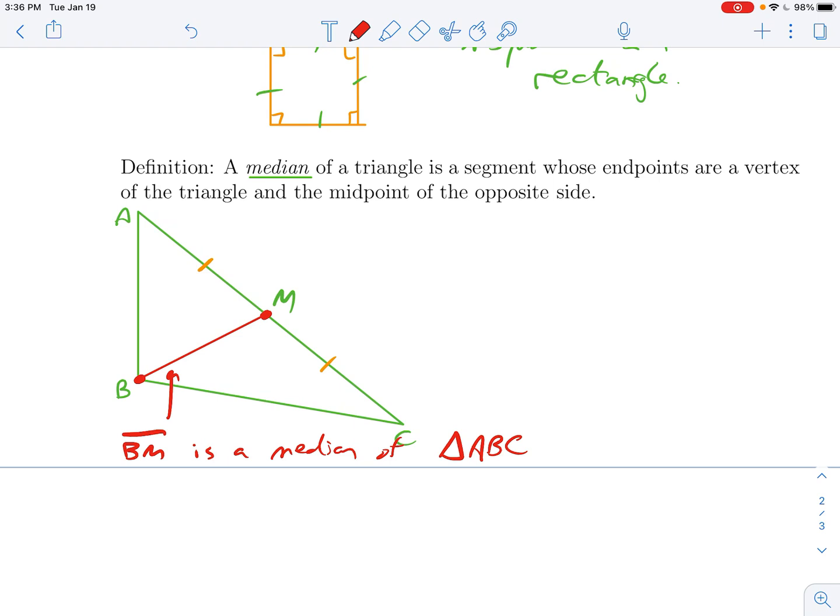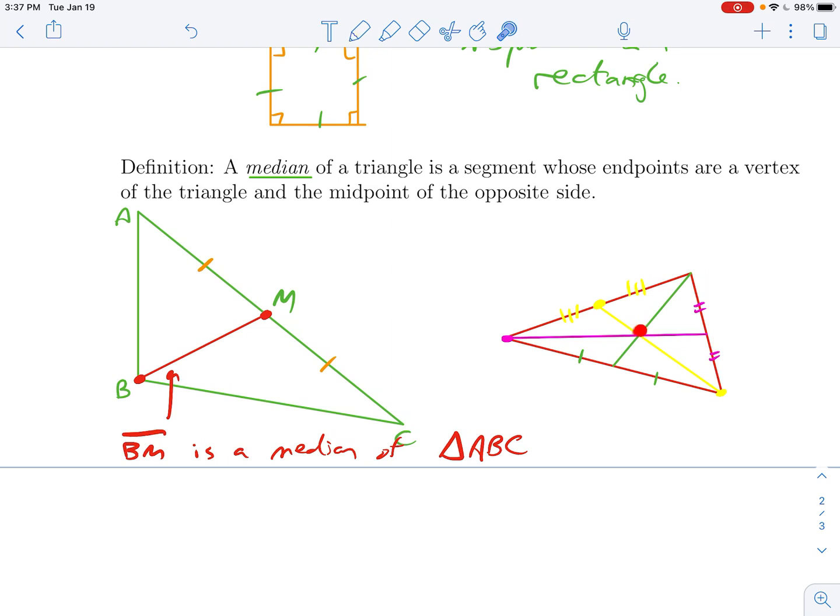of triangle ABC. And I say it's a median rather than the median because there are three of them. If I take a triangle, any triangle would have three medians. Here, if I go from this vertex to the midpoint of the opposite side, that thing in green is a median. Or maybe I go from this vertex to the midpoint of the opposite side. The thing in pink is a median. Or maybe I go from this vertex to the midpoint of the opposite side. So there are three medians in any triangle.